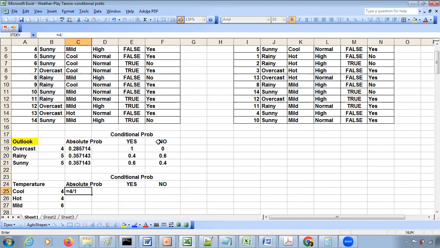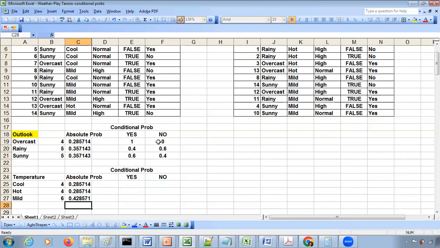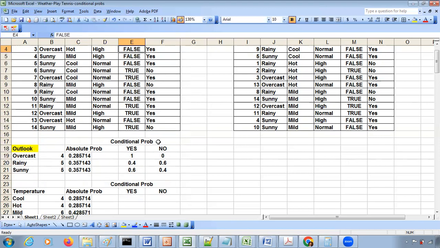So 4 over 14 is the absolute probability for temperature to take the value of cool, irrespective of any condition. Then again, 4 over 14 is the probability for temperature to be hot. Then 6 over 14 is the probability for temperature to be mild. So now we do the conditional probabilities.